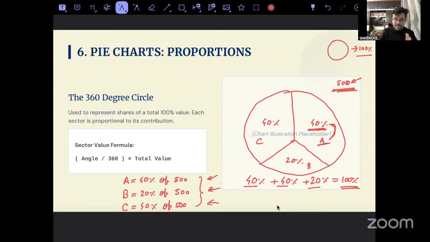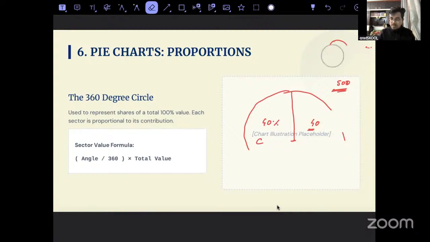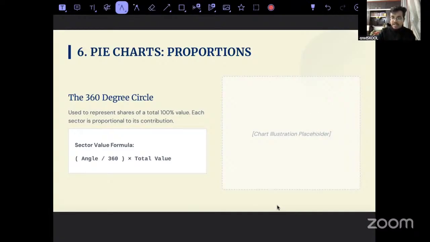If this is clear, there's one more thing in pie chart. We'll go into that. There's something called degree. Okay, just a minute. This is my pie chart. Now, instead of calling it in form of percentage, let's call it in degree.